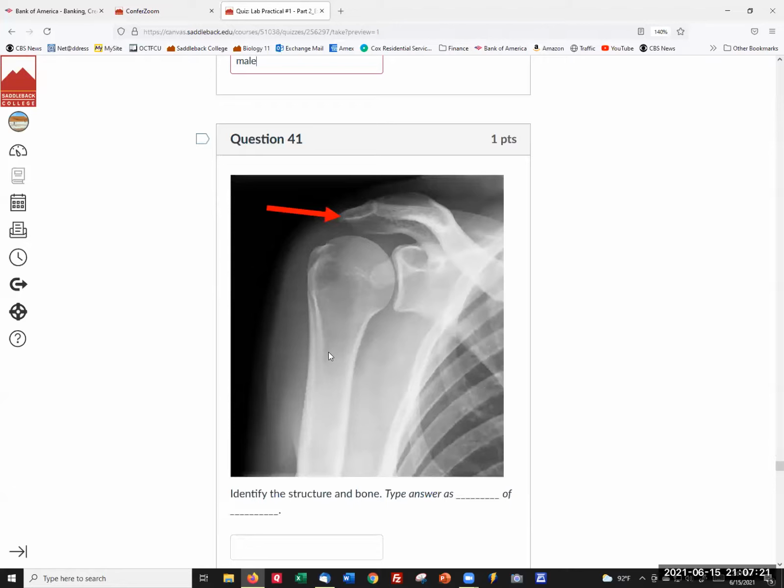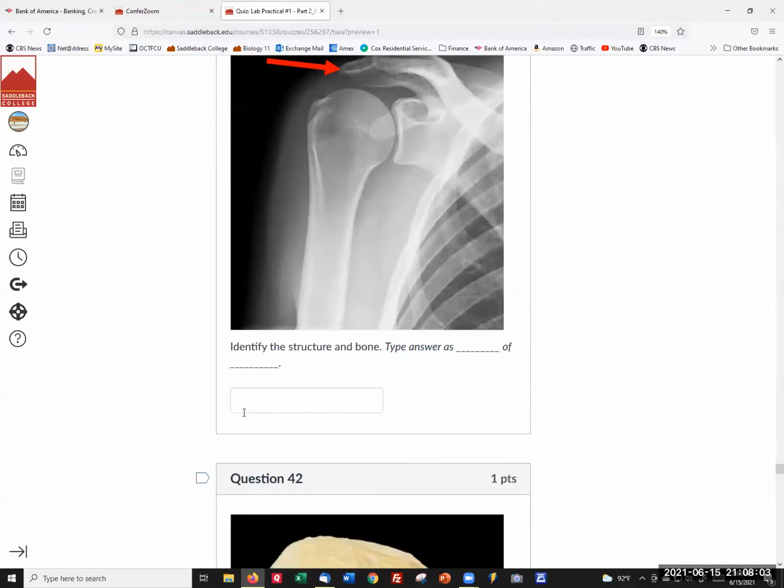Looking at the shoulder again in an x-ray. Let's see if the x-ray gives you any trouble. This is the head of the humerus. Here's the glenoid cavity. This is the clavicle coming around. Is it the acromion? That's right. Here's the coracoid process. That takes some thinking. But this is the acromion of the scapula. I'll be interested to see if I get marked off for this one because I put the word "the" in it.